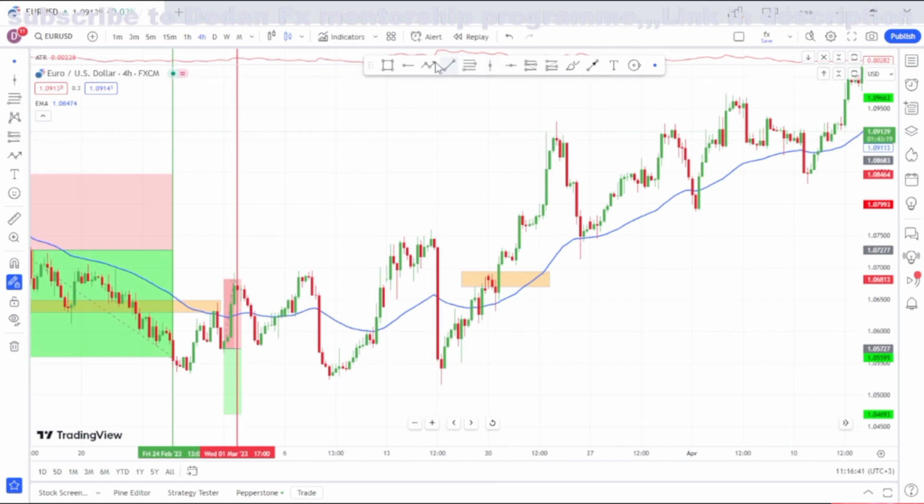Price continued up higher, pulled back, we did not get to my zone, which could have been here. Pulled back, created another high. So my next zone should have been here.